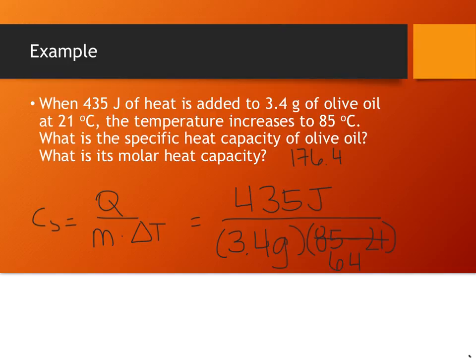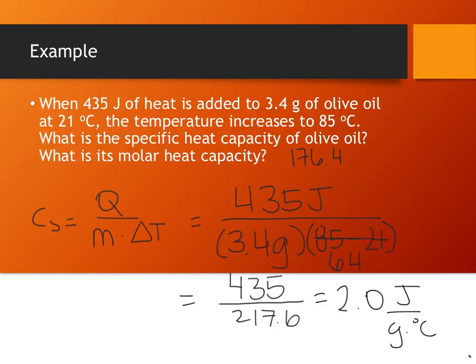I'm pausing just to make sure my stylus works. Anyways, let's calculate that out. So we'll get 435 divided by 217.6, which, when we plug that into our calculator, we get 1.999 or 2.0 joules per grams per degree Celsius. Those are the actual units of it. I know they're a little confusing, but they're telling us that basically it'll take 2 joules to raise 1 gram of it by 1 degree Celsius. So that's actually what it's meaning. So I'm going to write that somewhere, and then we're going to work on molar heat capacity.